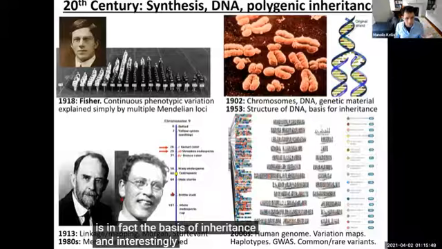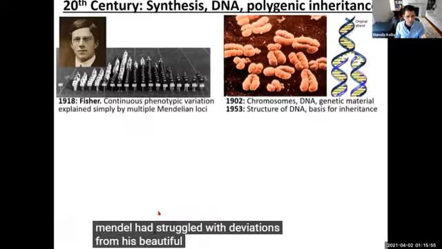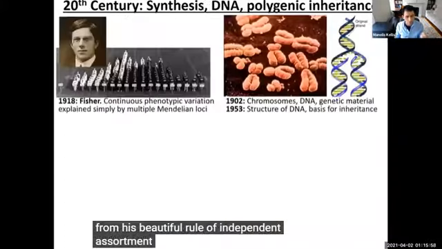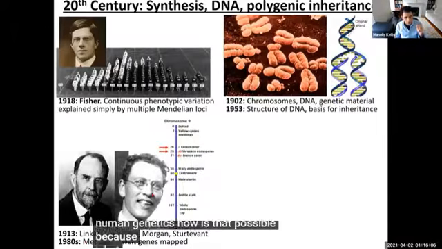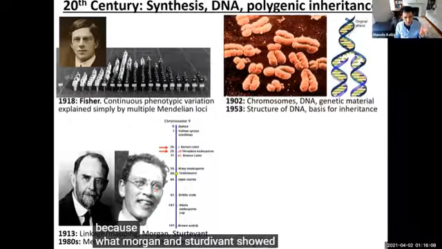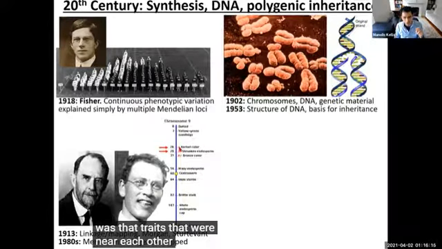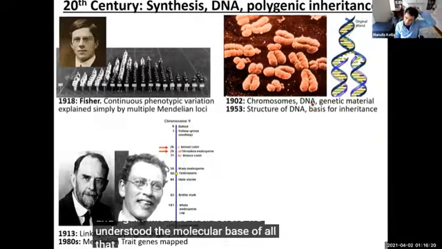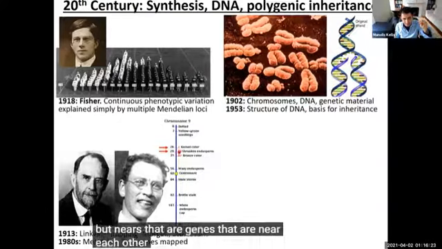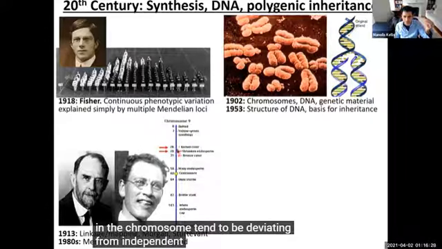And interestingly, while Mendel had struggled with deviations from his beautiful rule of independent assortment, this deviation actually became the workhorse of human genetics. How is that possible? Because what Morgan and Sturtevant showed was that traits that were near each other in the chromosome, and again, this was well before we understood the molecular basis of all that, but genes that are near each other in the chromosome tend to deviate from independent assortment.